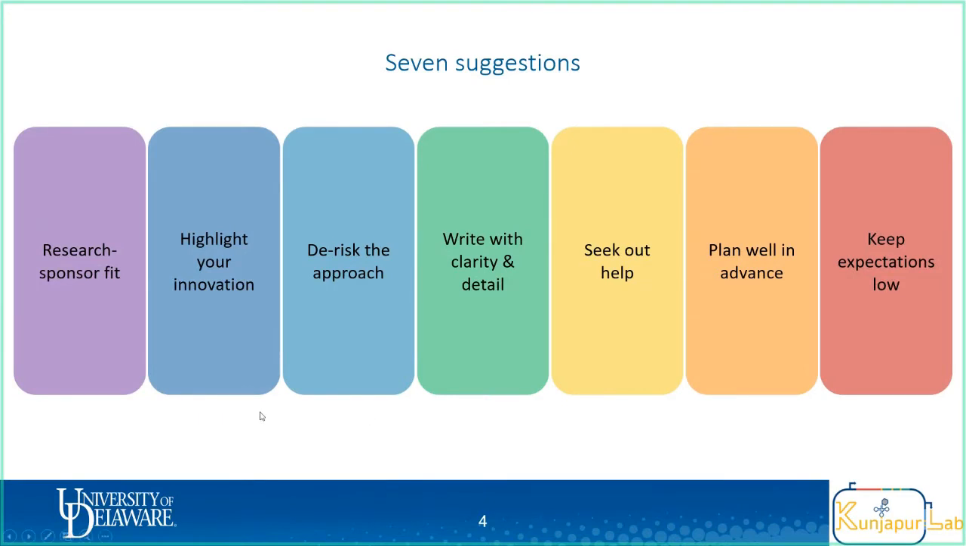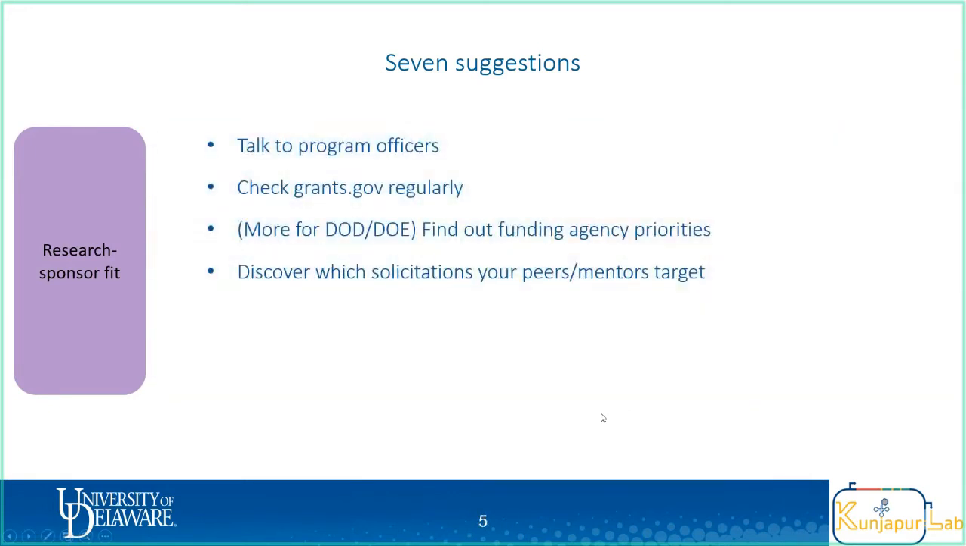So with the time I have left, I wanted to take you through 7 suggestions that I had. I thought 7 was a reasonable number and that all of these topics were important. There's probably more as well. And that's the research sponsor fit, highlighting your innovation, de-risking your approach, writing with clarity and detail, seeking out help, planning well in advance, and keeping expectations low. And I think especially, we all do these things. We certainly all have them in mind already. But I think something that has helped me a lot is seeking out help and planning well in advance. So when I get to those, I'll spend maybe a little bit more time if I do this right.